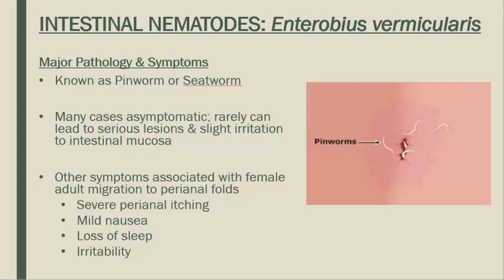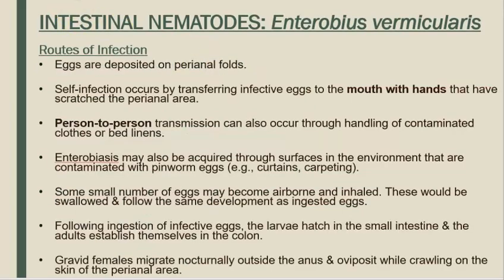It rarely can lead to serious lesions. You can have slight irritation in the intestinal mucosa in patients. Other symptoms that are associated with the female adult migration of the worm to the perianal folds of the patient are severe perianal itching, mild nausea, loss of sleep, and irritability. And you can see here an example of perianal folds, with the worms coming out of those perianal folds. So let's talk about routes of possible infection for our pinworms.